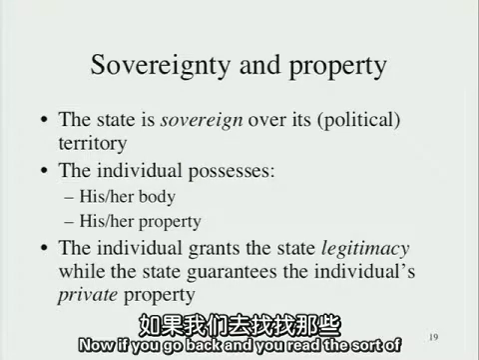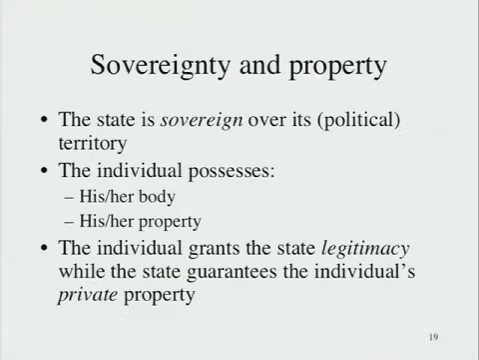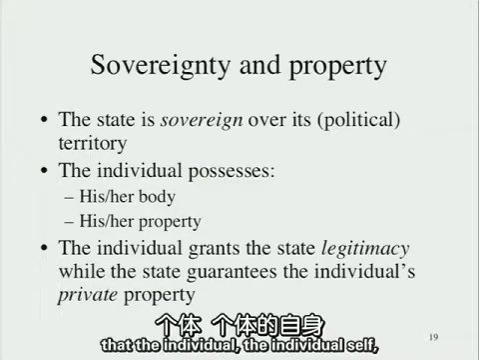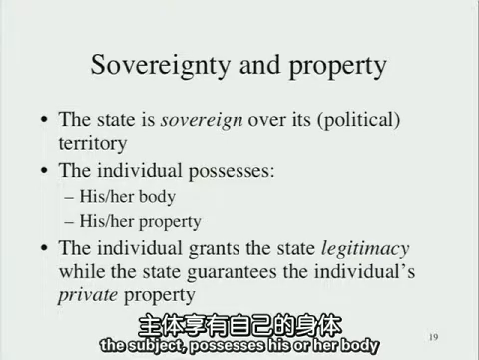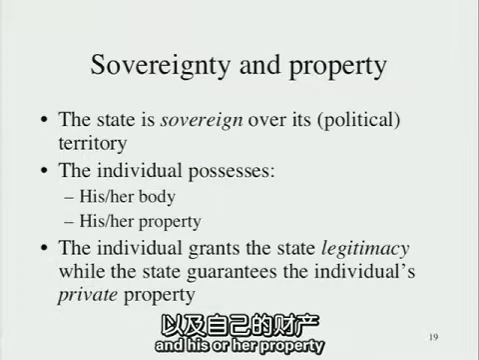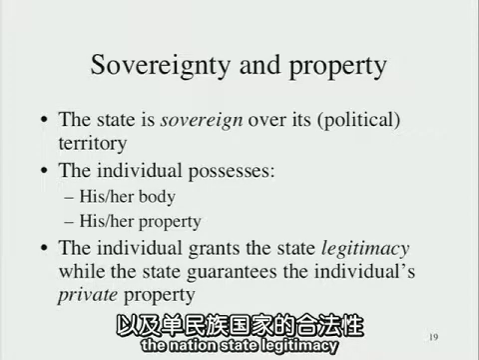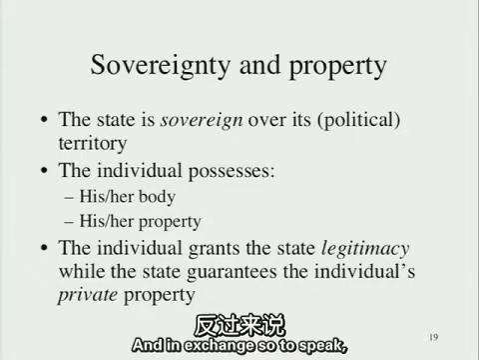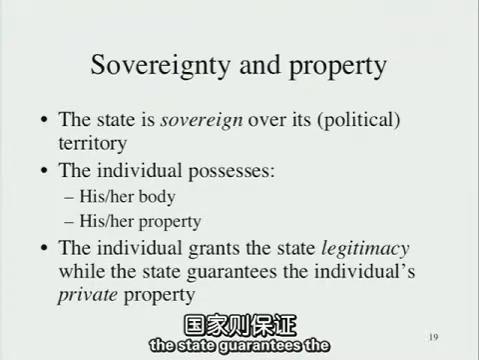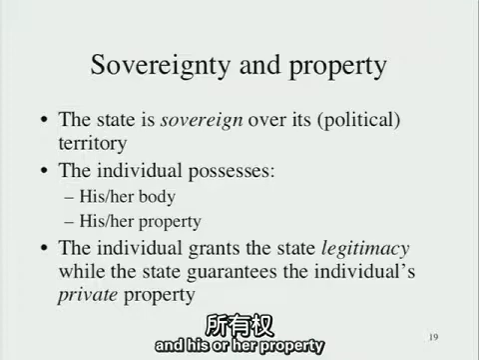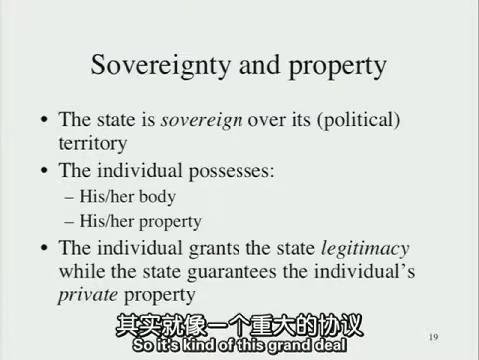Now, if you go back and read the founding political philosophy, people like John Locke, Thomas Hobbes, there's a certain logic here that connects these two together. And it begins from a premise that the individual, the individual self, the subject, possesses his or her body and his or her property. And the individual grants the state, the nation state, legitimacy, and in exchange, so to speak, the state guarantees the individual's private property in his or her body and his or her property. So it's kind of this grand deal.